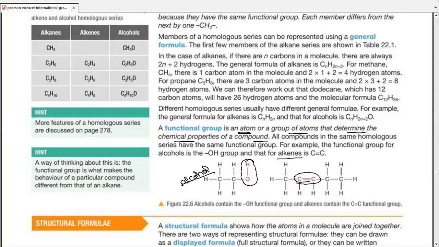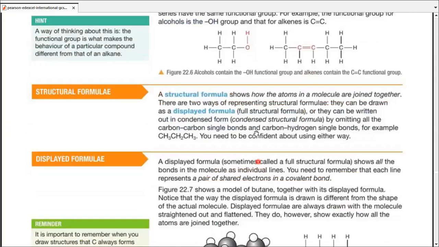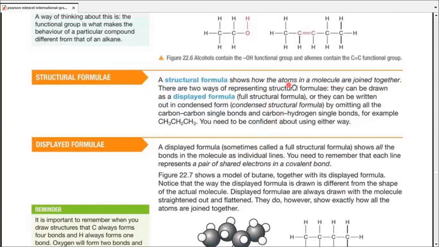All right? Okay. So an atom or group of atoms may determine the chemical properties, or may impart specific chemical properties to an organic compound if they're attached to it. Moving next on the list, we have structural formulae. A structural formula tells us how many atoms in the molecule are joined together by what kind of bonds.